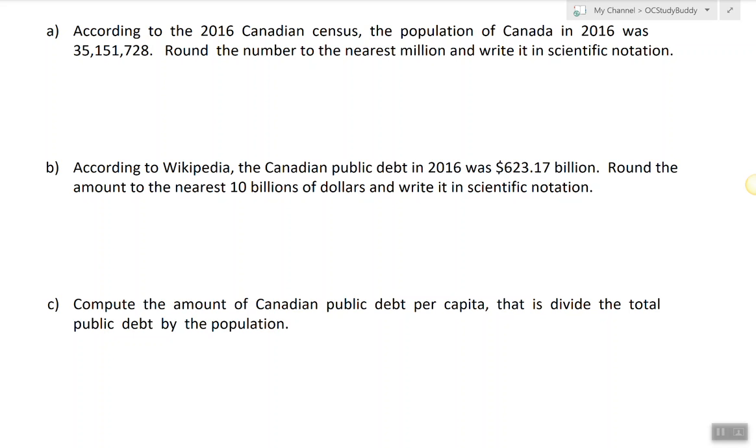To round the number to the nearest million, we'll look at the million digit and the one on the right. If the digit to the right is less than 5, then we'll just assign zeros to all those positions. So rounding this number to the nearest million will give us 35 million.